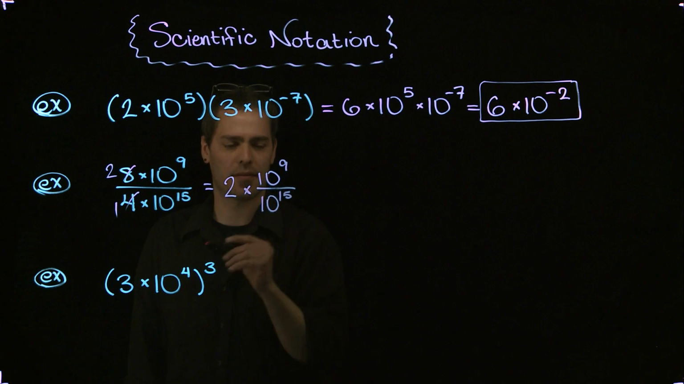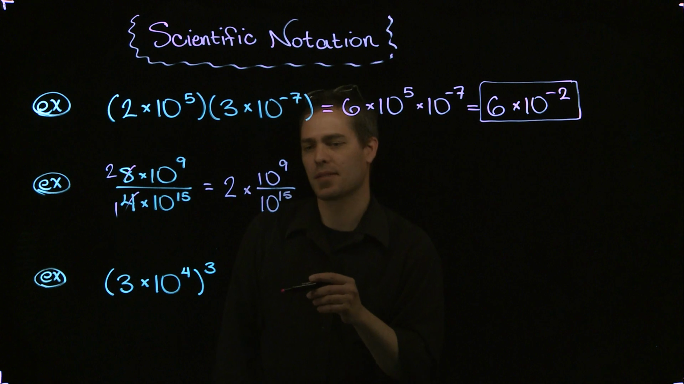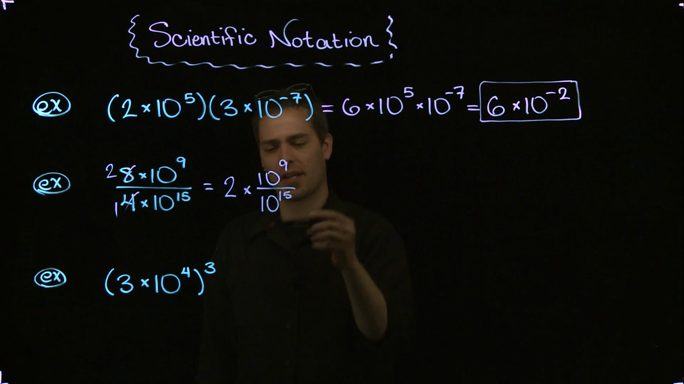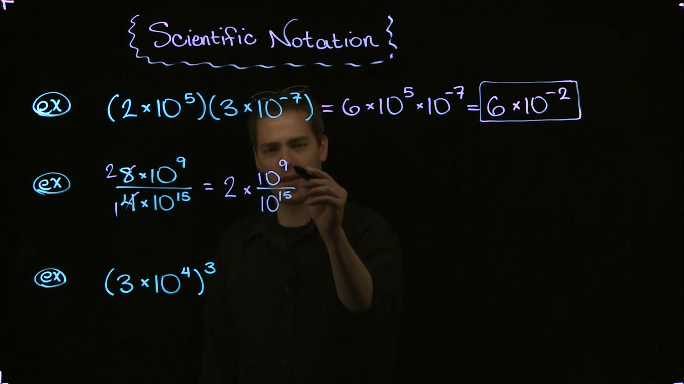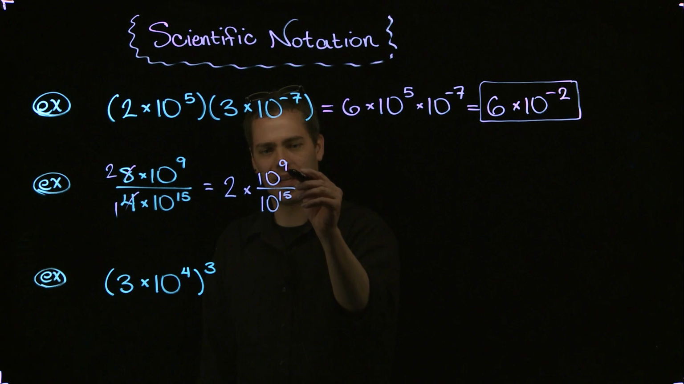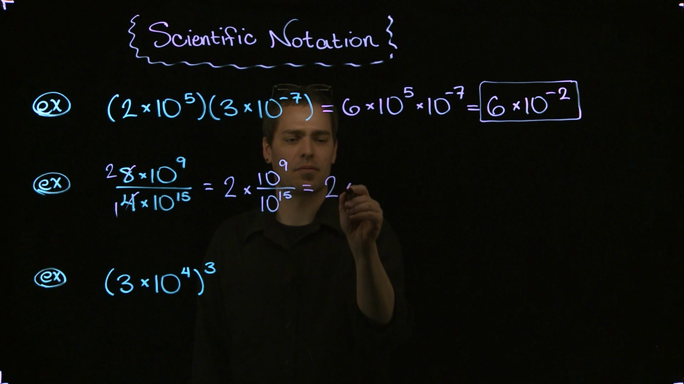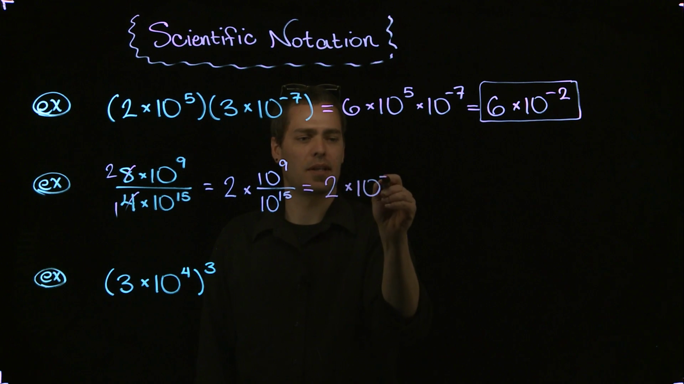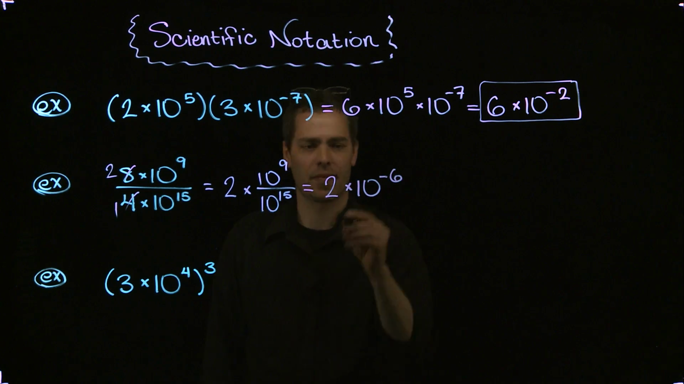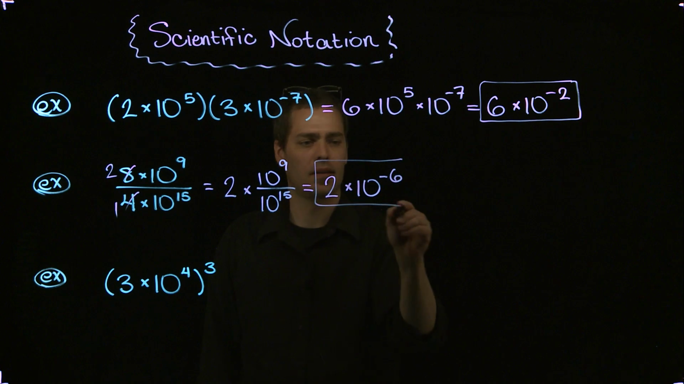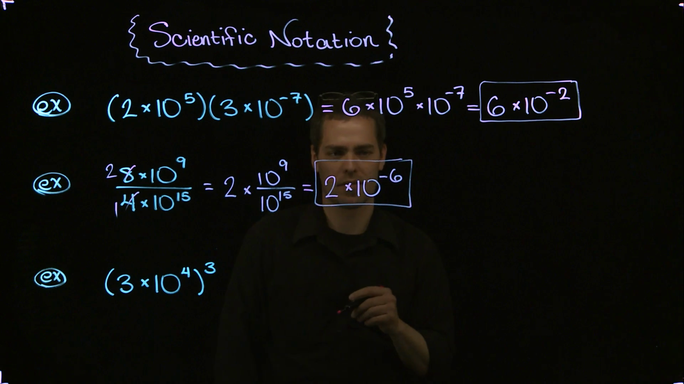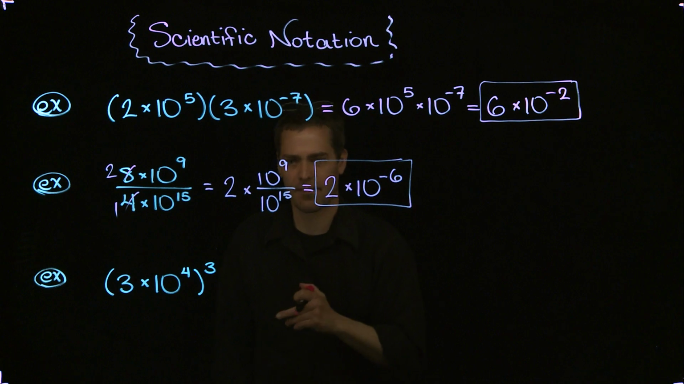to the 15th. And again, I can use the exponent rule, in this case the subtraction rule, to tell me that I should end up with 10 to the 9 minus 15 power. So this comes out as 2 times 10 to the negative 6 power. And that's it. There's the correct scientific notation way to write that.